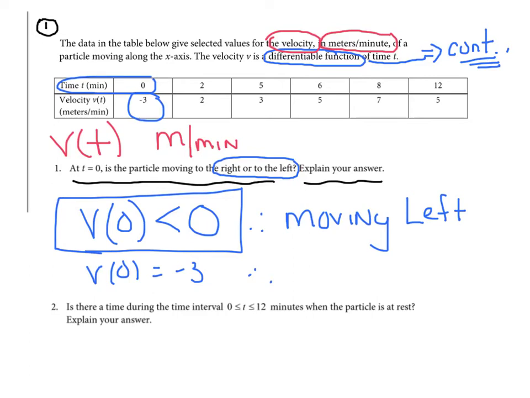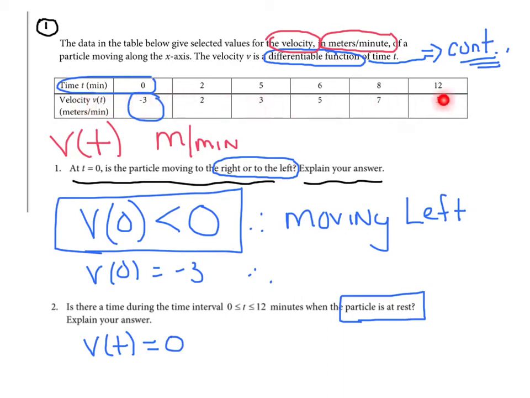Question 2. Is there a time in the interval 0 to 12 minutes when the particle is at rest? Explain your answer. All right, so again, don't get nervous. Just find the key words, particle is at rest, and think of the justification. Well, that's when v of t equals 0. Now, we're going back quite a ways. We have talked about this before. And let's take a look at our table. Does my velocity, this is velocity, does this velocity table ever equal 0?